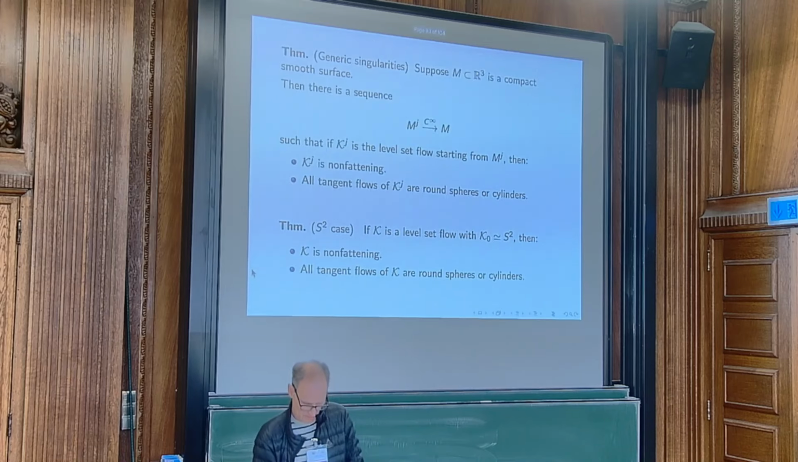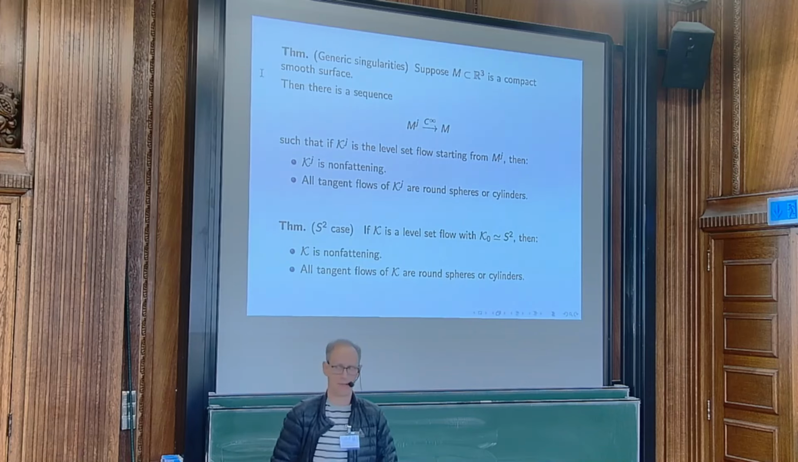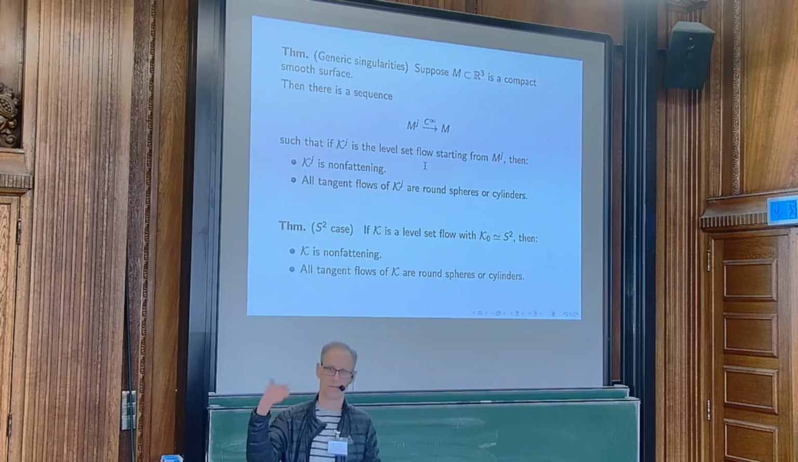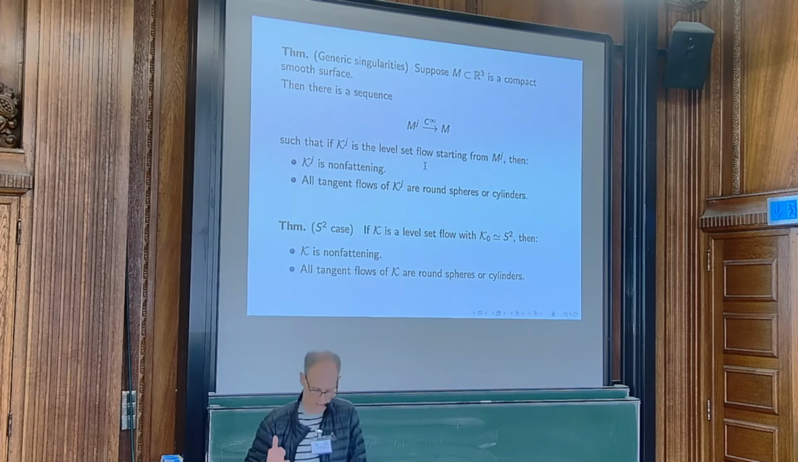Let's skip this next result. And then we have the generic singularity result. If you start with an arbitrary compact smooth surface M, you can approximate that in smooth topology with a sequence of surfaces Mj, such that if you look at the level set flow starting from Mj, then it's non-fattening, so it has the regularity that I just mentioned. And all tangent flows are round spheres or cylinders. So generically you only see these simple tangent flows.